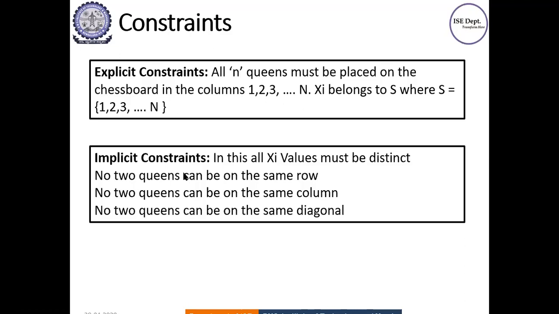Implicit constraint, as I already told, is the rules which identify the feasible solution. So, what is the constraint? No two queens can be on the same row, no two queens can be on the same column, and no two queens can be on the same diagonal. This is the implicit constraint. Am I clear now?